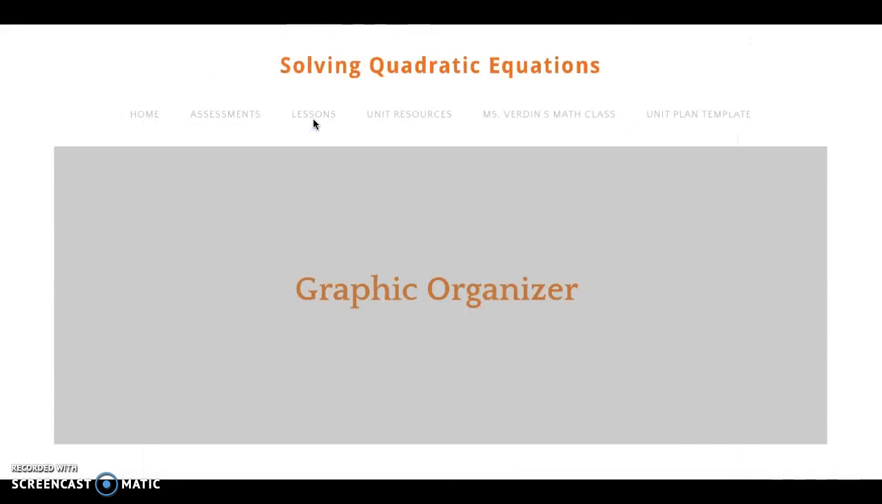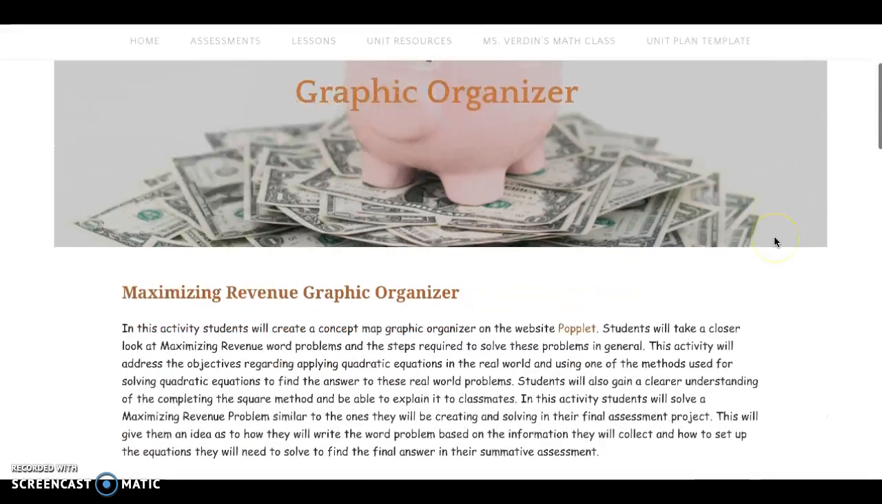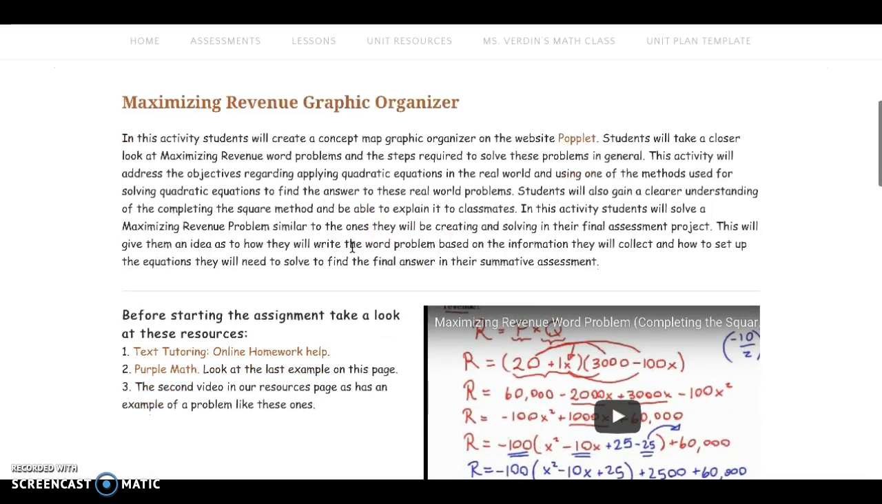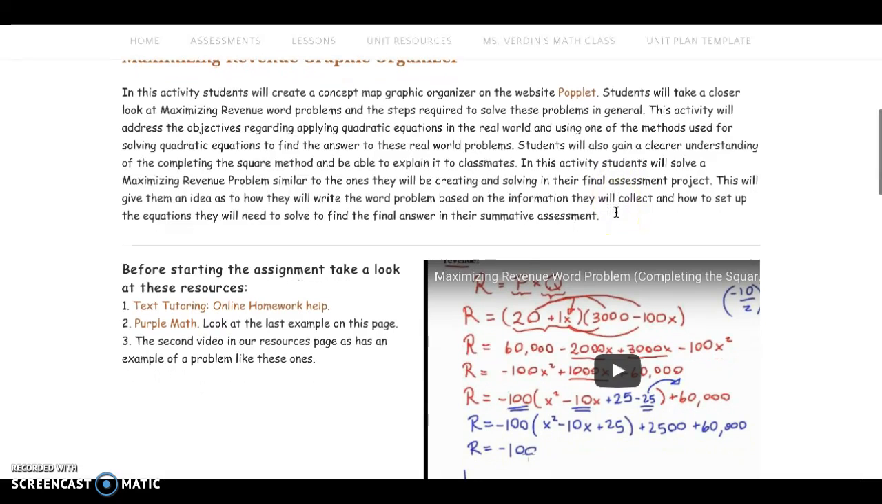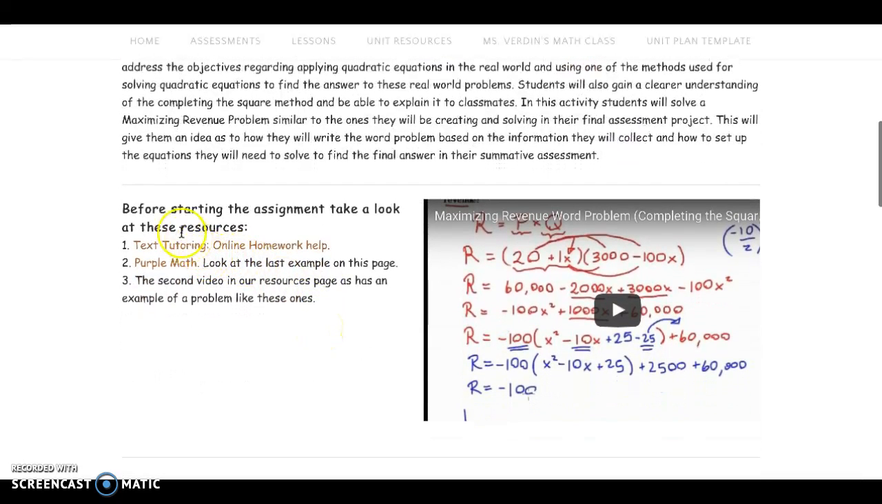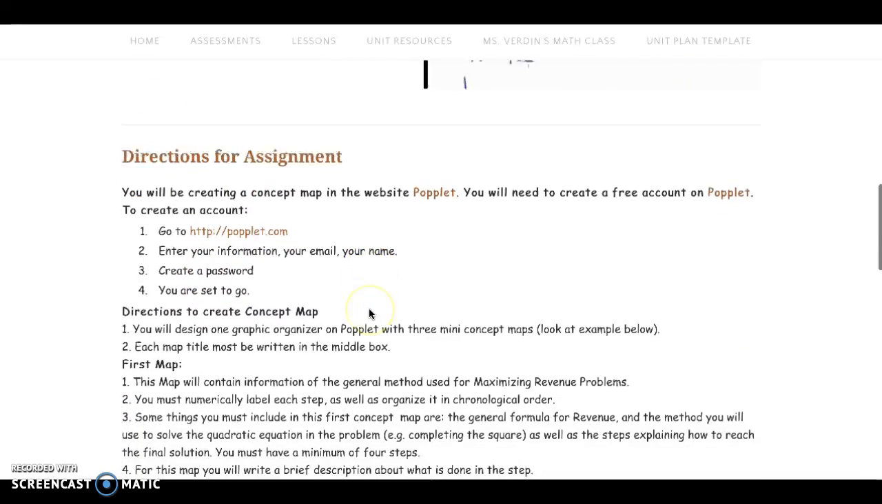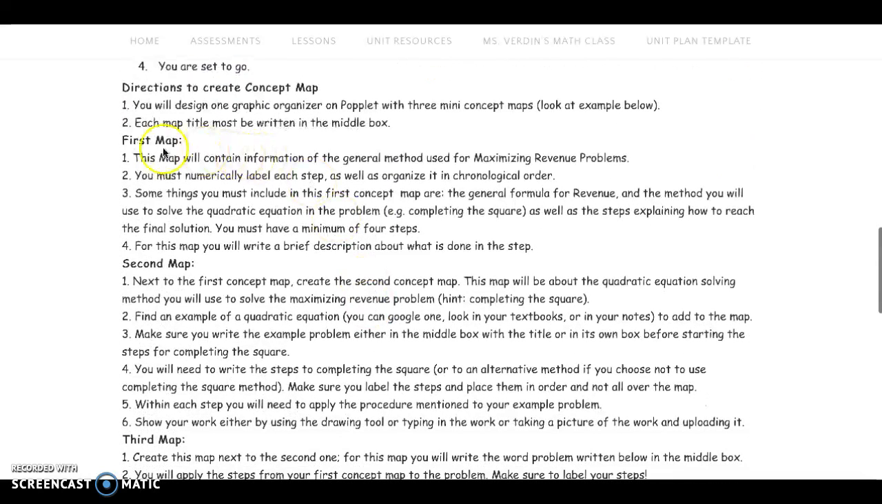Then we have the third lesson, which is the graphic organizer, which this lesson is very important because this lesson will help them when it comes time for them to solve the problems in their final summative assessment maximizing revenue project. So they will be creating a concept map using the website Popplet. And before they start, the students will explore these different resources and watch this video on how to maximize revenue word problems.